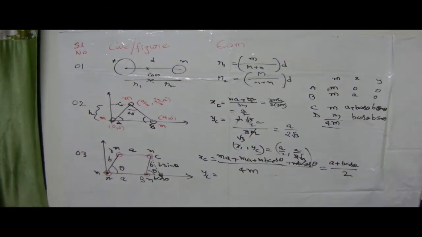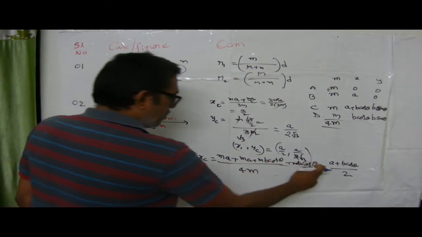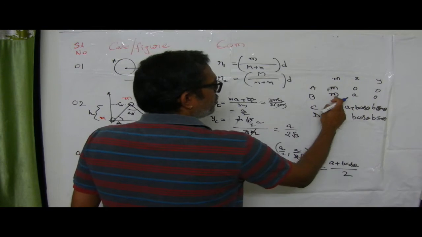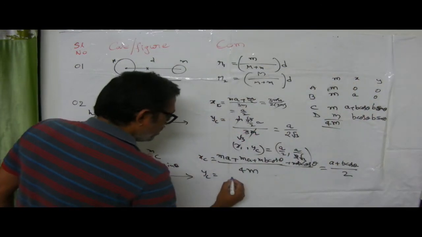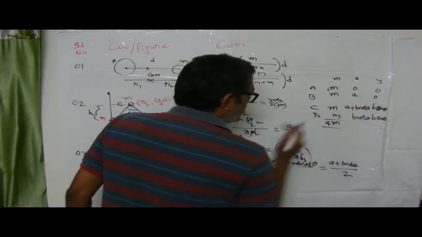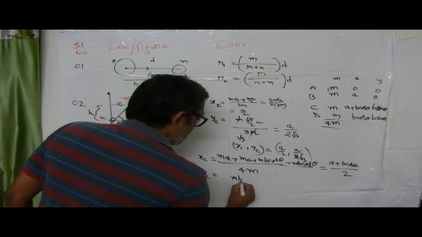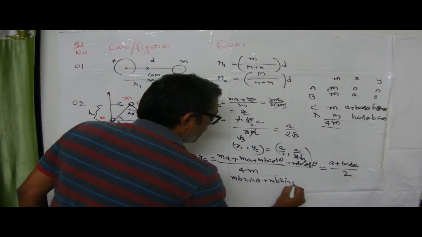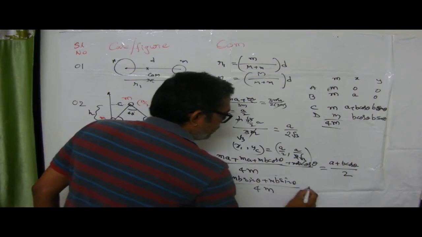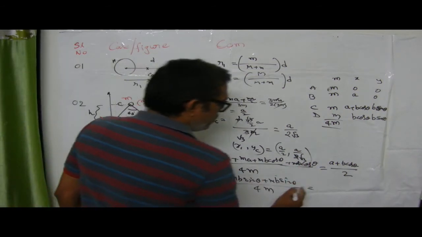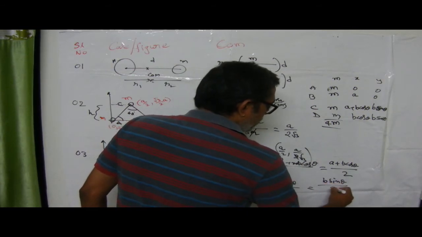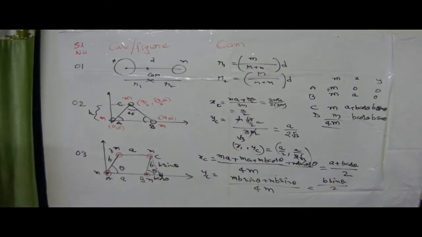This is the value of xc. And yc: now in yc, we can write m1y1 and m2y2, both are 0. Therefore, m3y3, that means we can write mb sin theta plus mb sin theta divided by 4m, and again 2m gets cancelled. We can write b sin theta by 2. One can prepare like this.